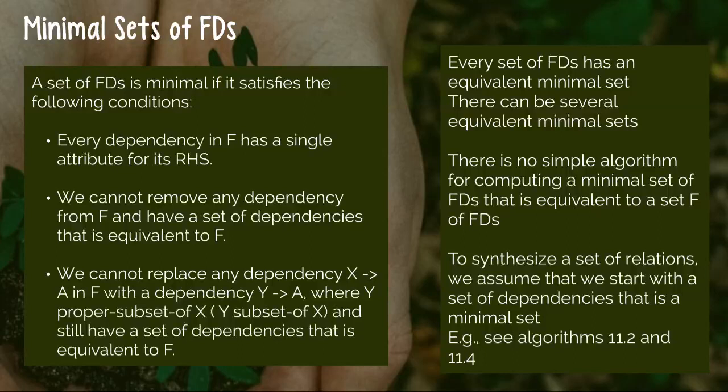The minimal sets of functional dependencies are also something that we have to learn. A set of functional dependencies is minimal if it satisfies the following properties. It should satisfy these properties in order to consider that set of functional dependencies as minimal. As a definition, we say a set of functional dependencies F is minimum if F has as few functional dependencies as any equivalent set of functional dependencies.